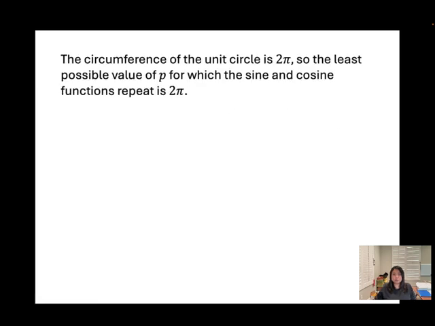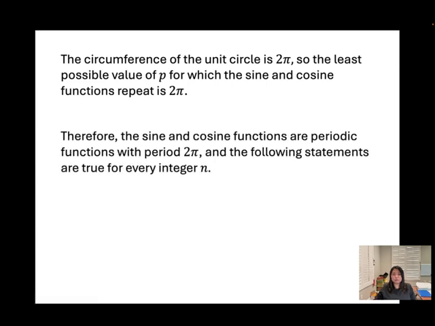The circumference of the unit circle is 2 pi. So the unit circle is 360 degrees, which means 2 pi. So the least possible value of p for which the sine and cosine functions repeat is 2 pi. Therefore, the sine and cosine functions are periodic functions with period 2 pi, and the following statements are true for every integer n.